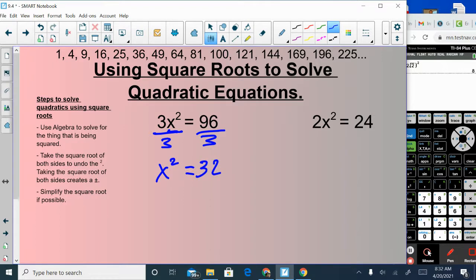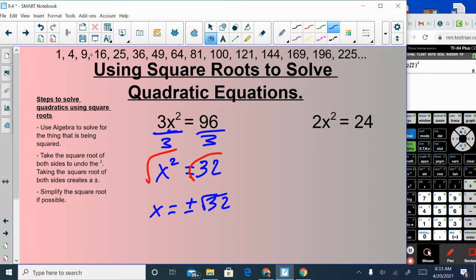So that is step 1. We solved for the thing that is being squared. Now we take the square root of both sides, and we end up with x is equal to plus or minus, right? Whenever you take the square root of both sides, it creates a plus or minus, the square root of 32. Now we need to consider if this has any perfect square factors. Do any of these numbers divide 32 evenly?